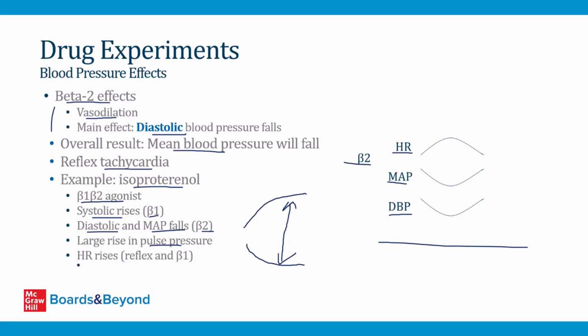The heart rate is also going to rise on isoproterenol, and this is driven really by beta 1 effects directly in the heart, but also you get some reflex increase in the heart rate mediated through the sympathetic nervous system because you're having some fall in the diastolic pressure.